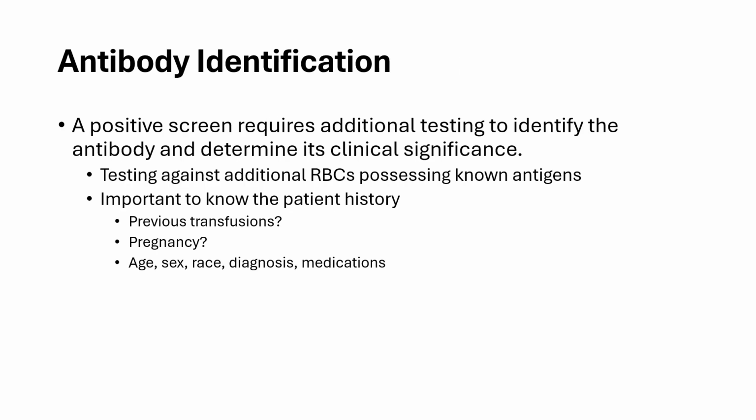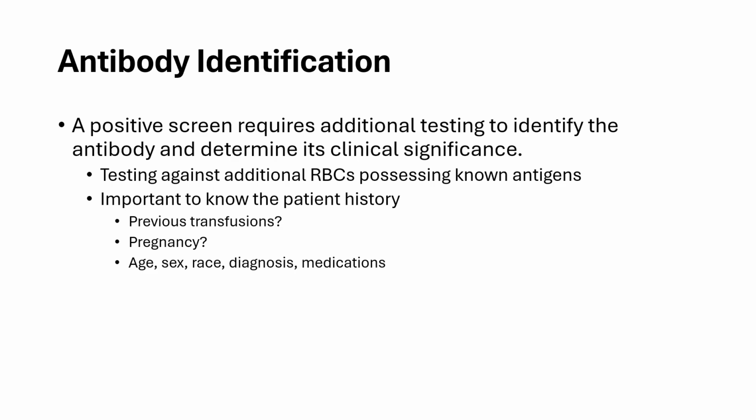Antibody identification. A positive antibody screen indicates the presence of an unexpected antibody in the patient's serum. Further testing is necessary to identify the specific antibody or antibodies and assess the clinical significance of the antibody. Does it have potential to cause hemolytic transfusion reactions or hemolytic disease of the fetus and newborn? Testing cells against additional red cells: we can perform testing using a panel of additional red blood cells with known antigen profiles. This can help narrow down the specificity of the antibody by determining which antigens react and which do not. Panels may include cells with rare or uncommon antigens if needed, like mentioned earlier.